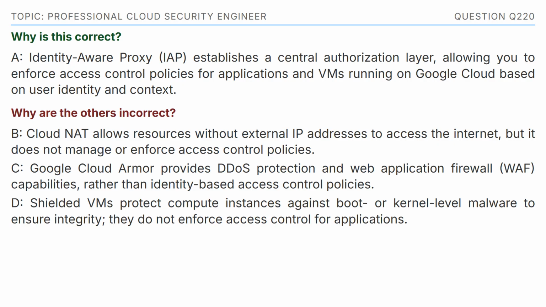Why are the others incorrect? B. Cloud NAT allows resources without external IP addresses to access the Internet, but it does not manage or enforce access control policies. C. Google Cloud Armor provides DDoS protection and Web Application Firewall (WAF) capabilities, rather than identity-based access control policies. D. Shielded VMs protect compute instances against boot or kernel-level malware to ensure integrity. They do not enforce access control for applications.